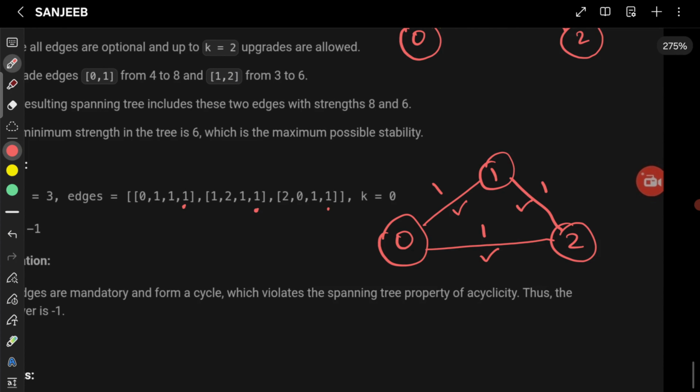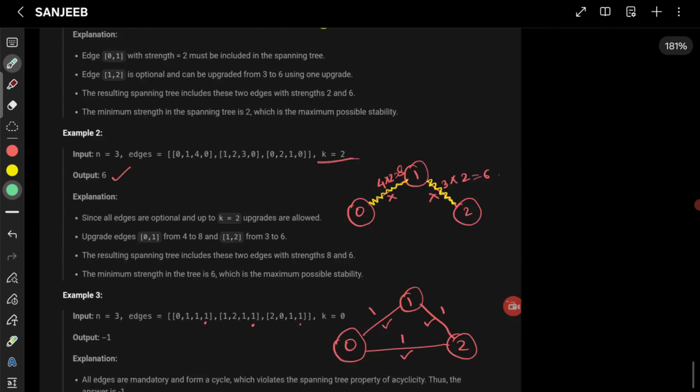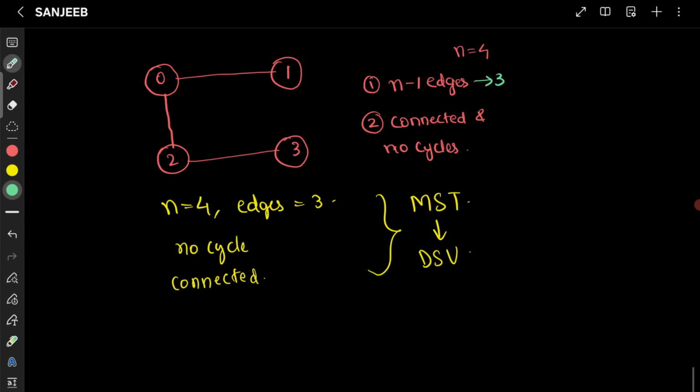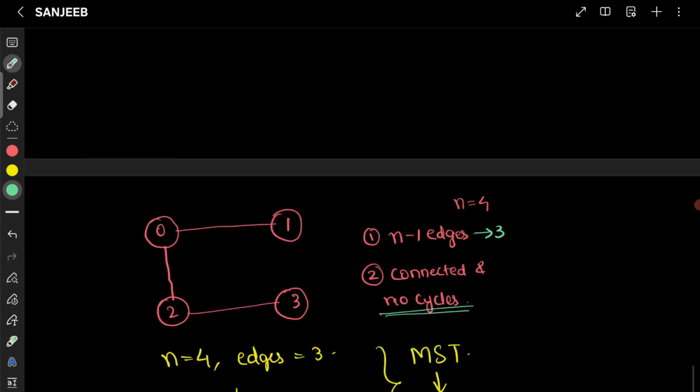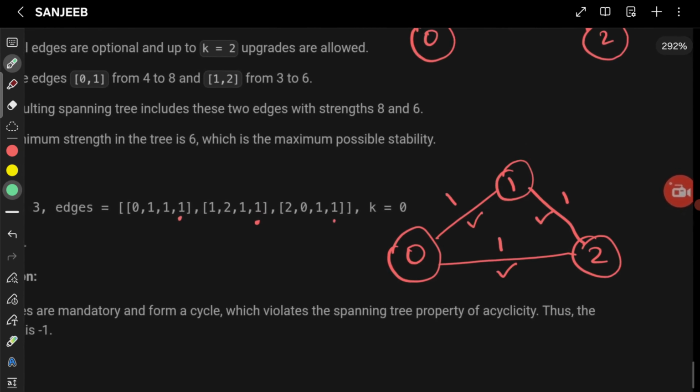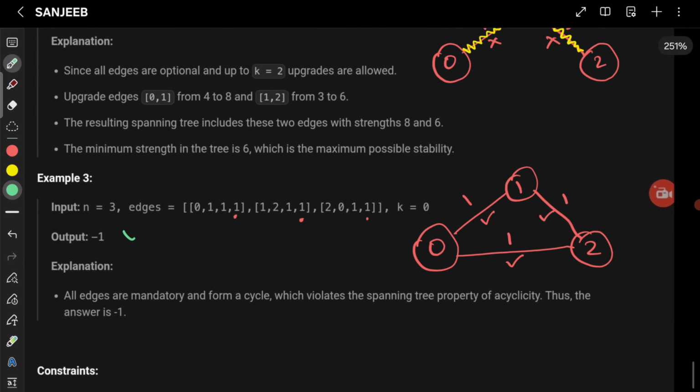Now a spanning tree cannot have cycles, right? But here we need every edge to be taken into the solution that we're forming, and that violates the law of spanning tree that I discussed above, that it should not have a cycle. So that's the reason it can't have an answer, and that's how we return -1.